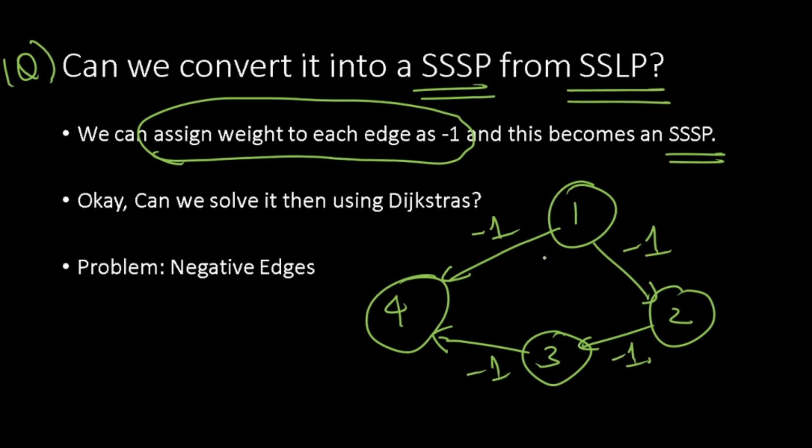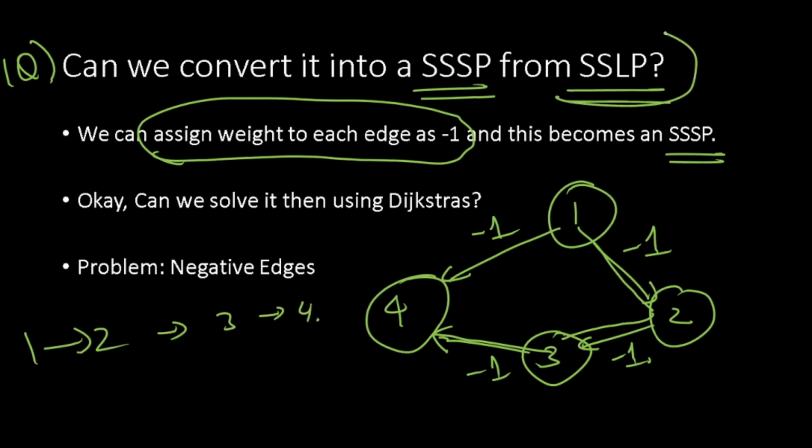So if we now try to calculate the single source shortest path, we'll correctly get it as 1 to 2, 2 to 3 and 3 to 4. So 1 to 2, 2 to 3, 3 to 4. This is in fact our single source longest path. So in other words, if we do this operation, this neat trick, this becomes a single source shortest path problem.